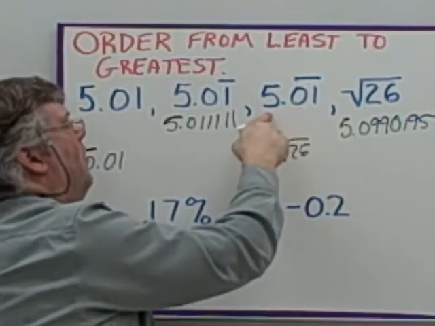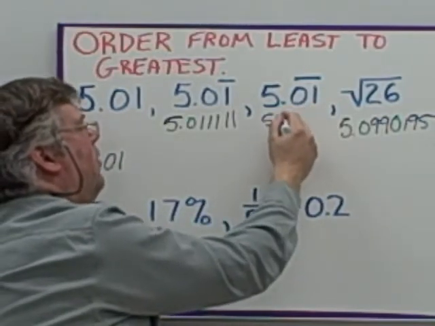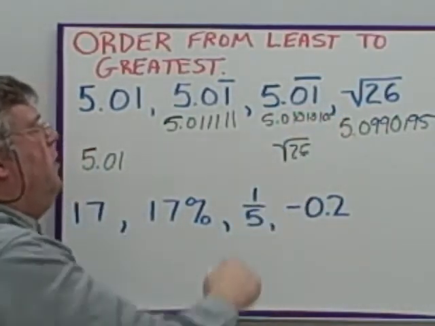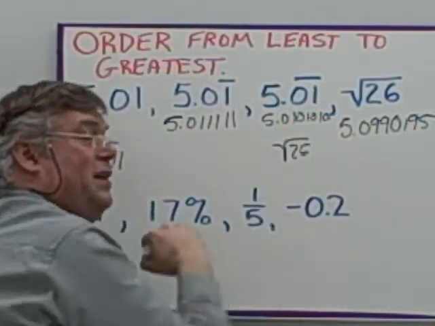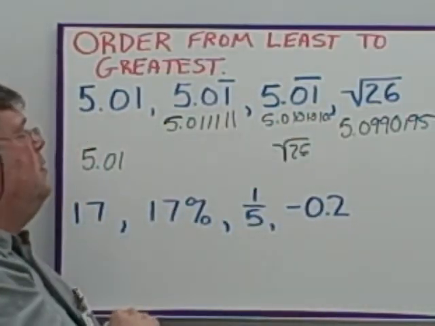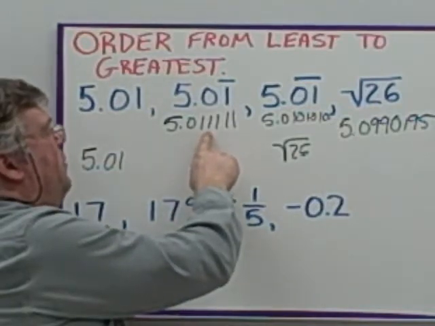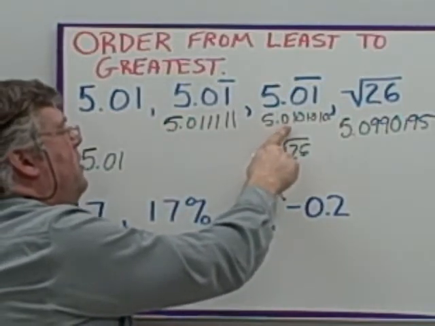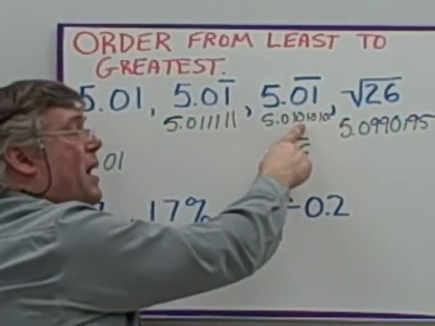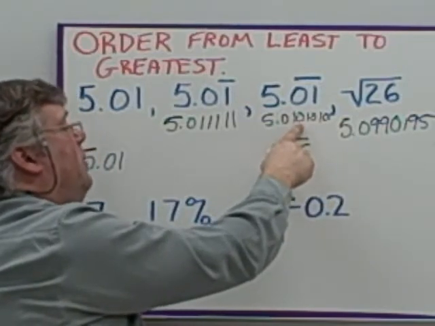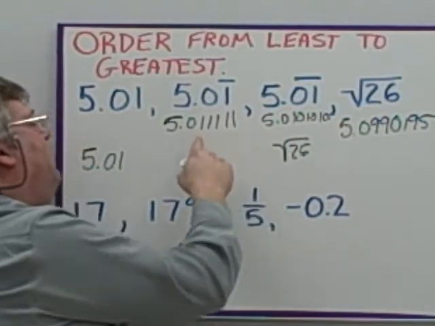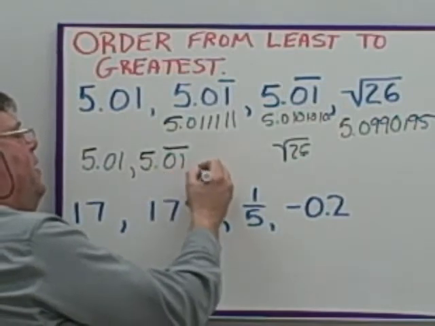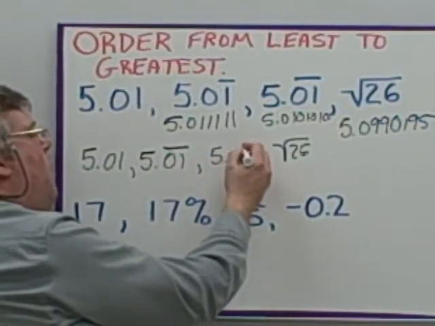Because this, although it's got the 5.01 here, it continues 010101. So it has to be greater than this in value because it does continue just like this one continues. But when you look at the third place value here, on this one, you have a 1. 5.011, 5.010. The third place value in the decimals here is less than 1. So this one is smaller than this one. So the 5.01 repeating with the 01 repeating is going to be less than the 5.01 with the 1 repeating.